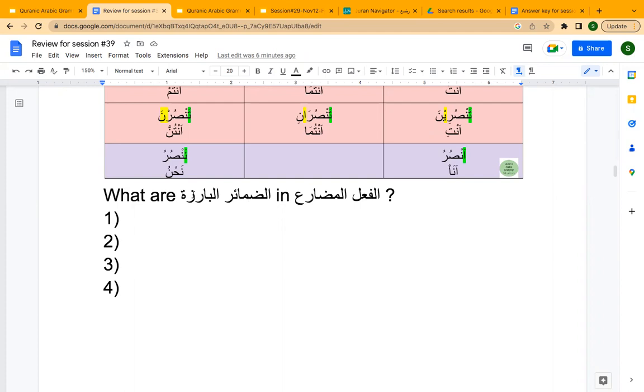Ad-Damair al-Barizah. Or I can put haraka for you as well. Ad-Damairul Barizatu. Yes, al-mawsuf as-sifa. So why is al-Bariza singular used for Ad-Damair? That is plural. That is a broken plural. Why is that used? Why is a single feminine used for plural, broken plural?